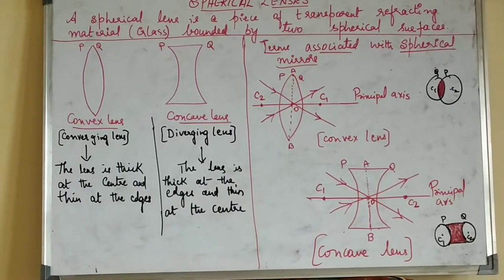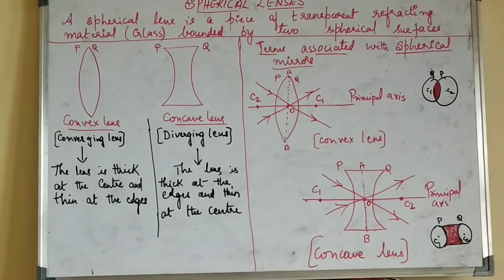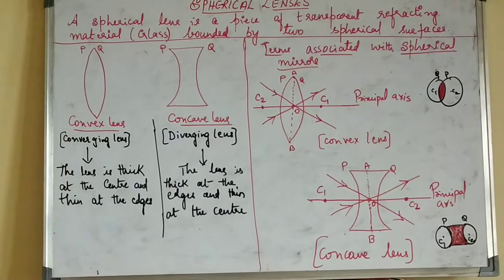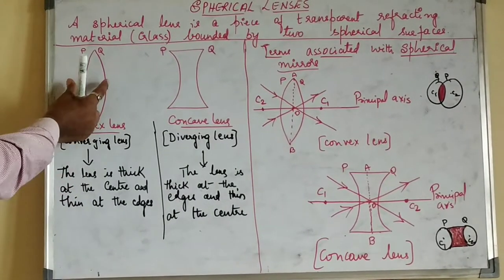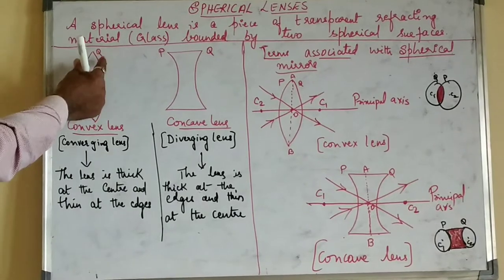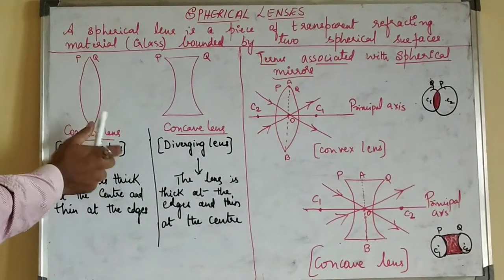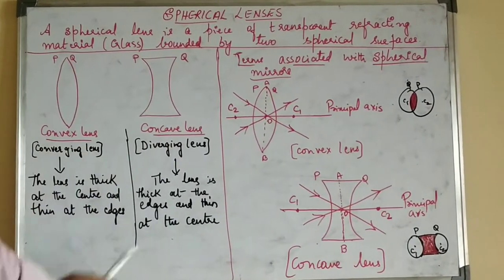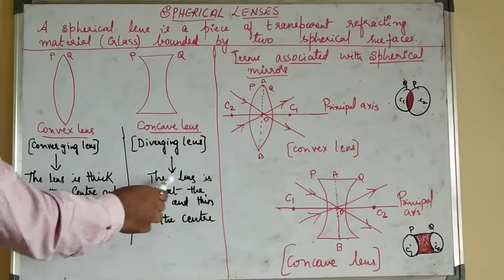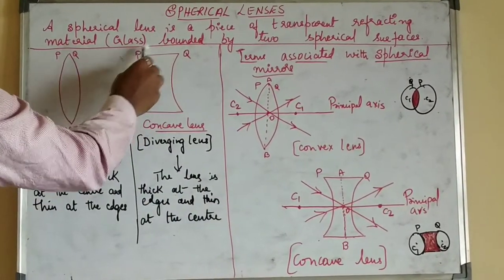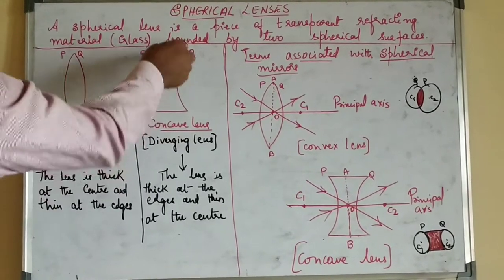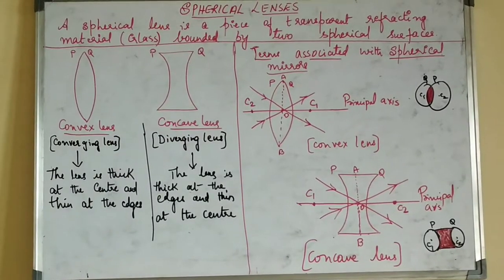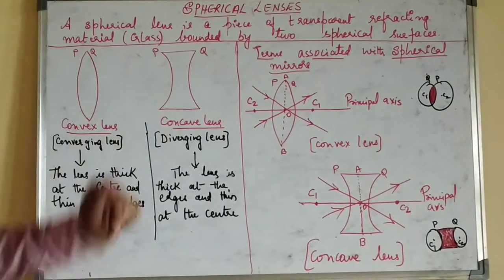Now, how is the symmetry of the convex lens? You can see here, this lens is thick at the center and thin at the edges. At the edges it is very thin, whereas at the center it is very thick. Now the concave lens: you can see this lens is thick at the edges, that is PQ, the edges, so it is very thick at the edges and thin at the center. At the center it is very thin. So this is the convex and concave lens.